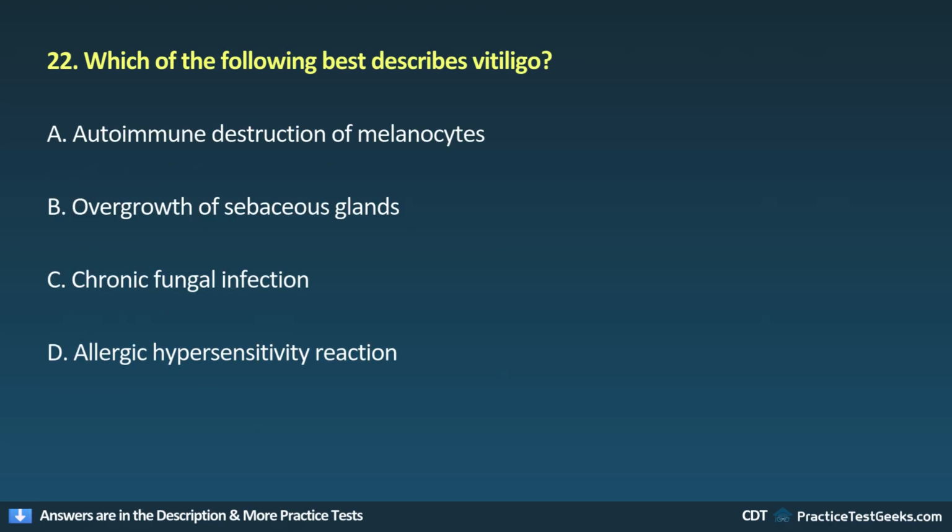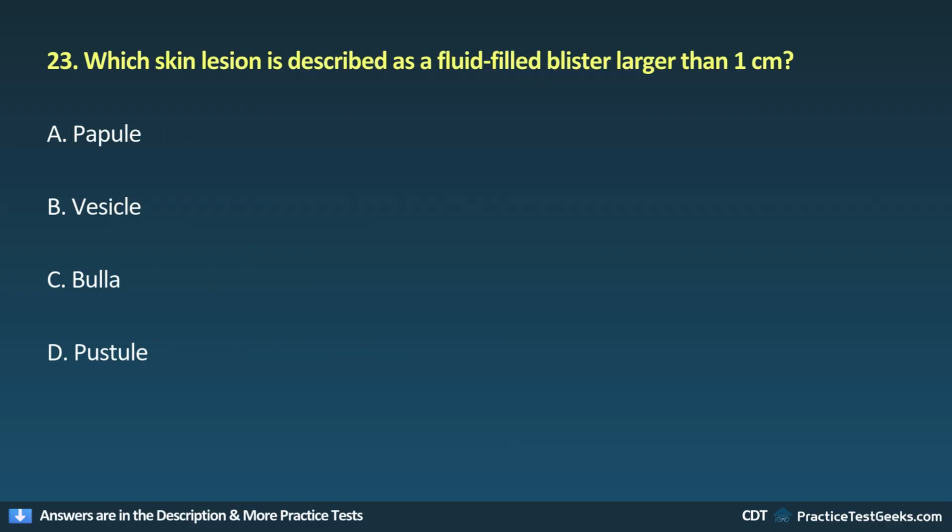22. Which of the following best describes vitiligo? A. Autoimmune destruction of melanocytes. B. Overgrowth of sebaceous glands. C. Chronic fungal infection. D. Allergic hypersensitivity reaction.